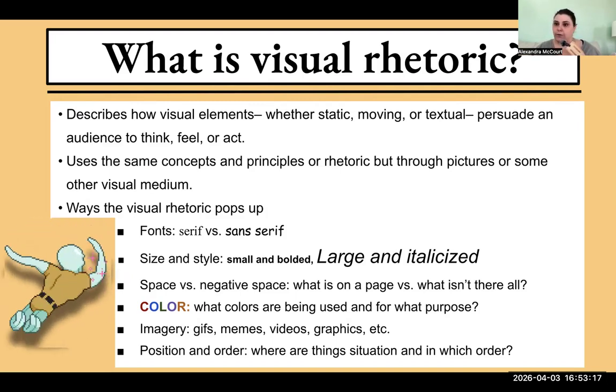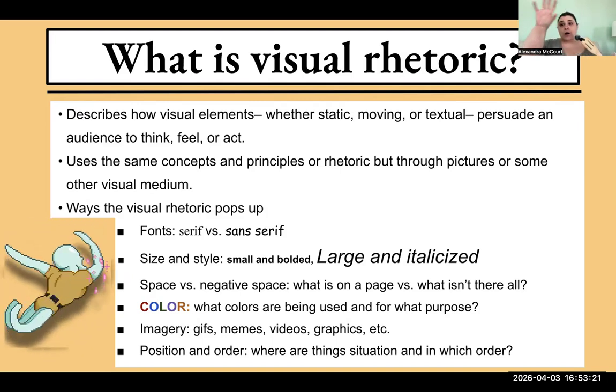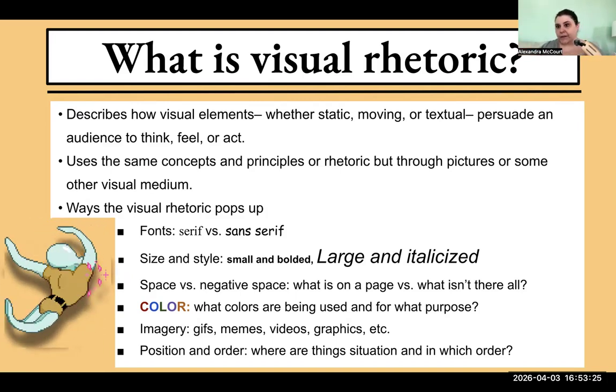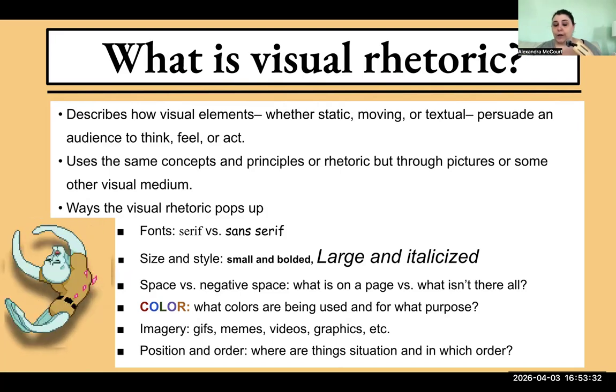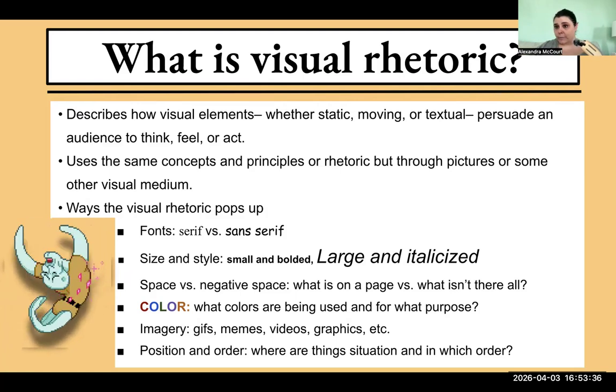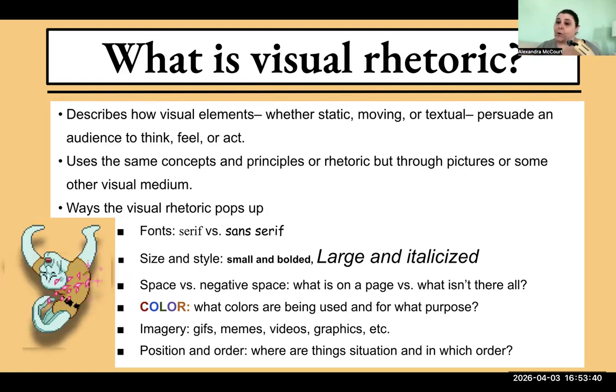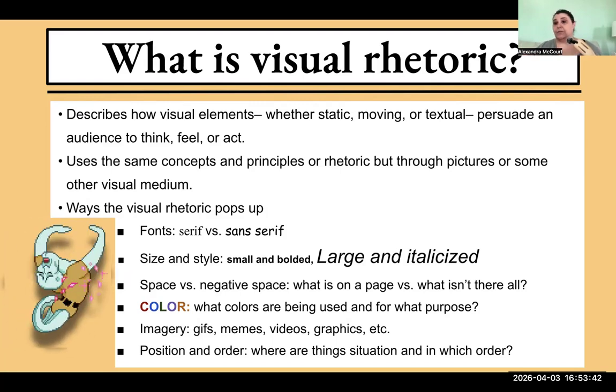Position and order is another one. So if we're thinking about position and order, where are things positioned on the page and in what order are we supposed to read them? It sounds self-explanatory, but it can actually be a little bit more complicated than that. So how somebody chooses to design and position and order something in order for an audience to read it the way that it's supposed to be read, that's a visual rhetorical choice that we can make.